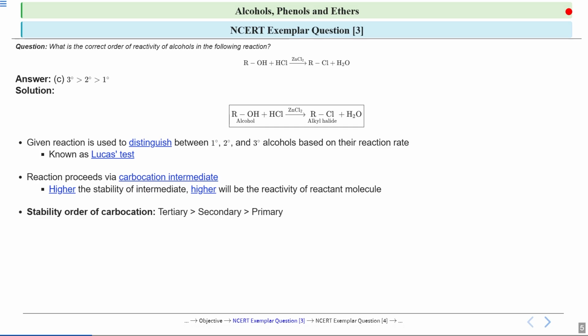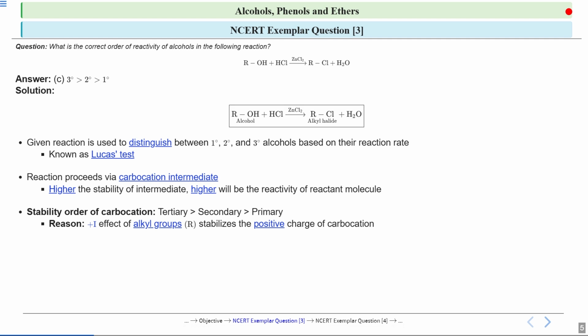If I talk about the stability of carbocation, then tertiary is the most stable one, then comes the secondary and last is the primary. So tertiary carbocation is the most stable carbocation. What is the reason that the tertiary one is the most stable? It is because of the plus I effect of the alkyl group.